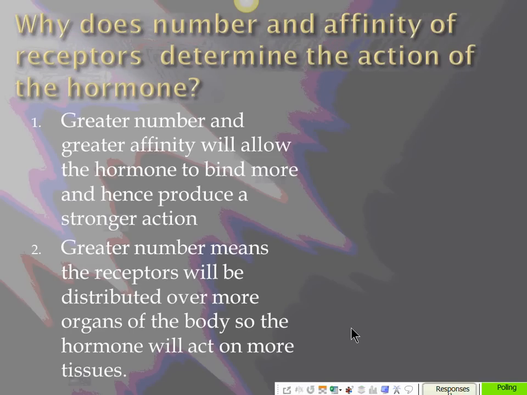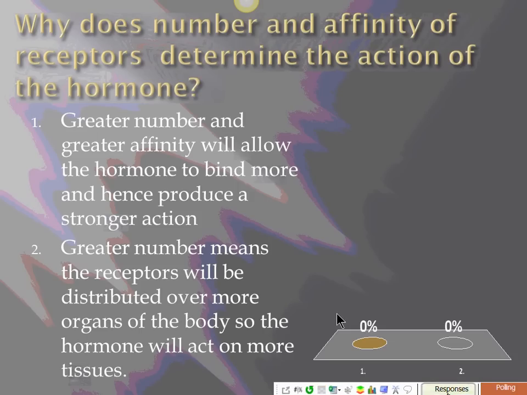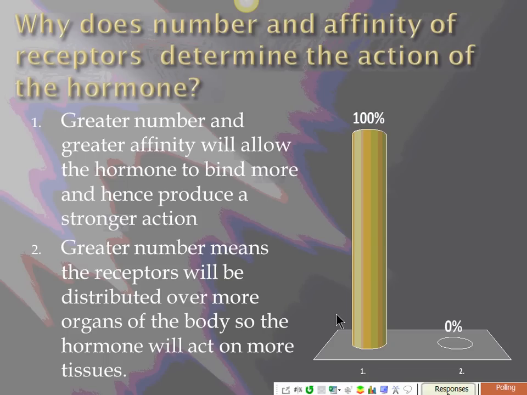Okay, why does the number and affinity of receptors determine the action of the hormone? Very good. Yes, the greater number and greater affinity will allow it to bind more and produce a stronger action. Greater number doesn't mean it's distributed over many organs of the body.